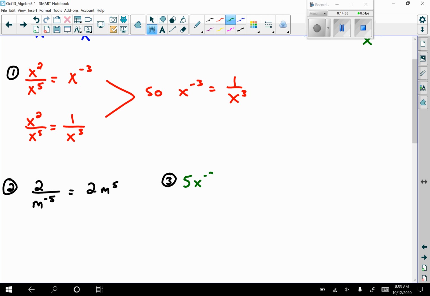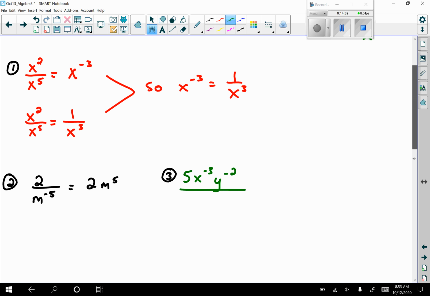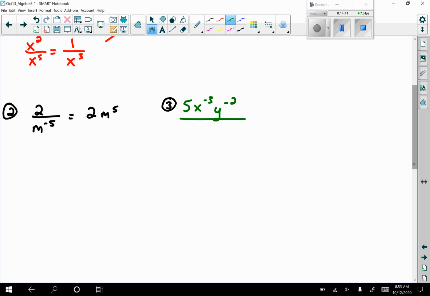Now we can have negative exponents up top, a combination of them. So let's say we have 5x to the negative 3rd, y to the negative 2nd over negative 10, x to the 7th, y to the negative 4th. So we just have to go through carefully and see what's going to stay, and what's going to move?